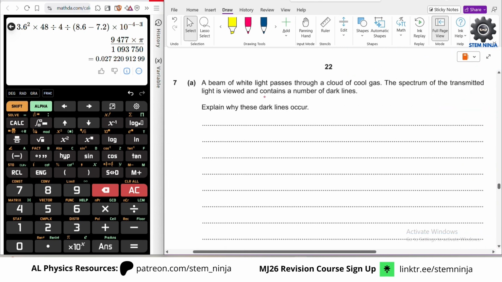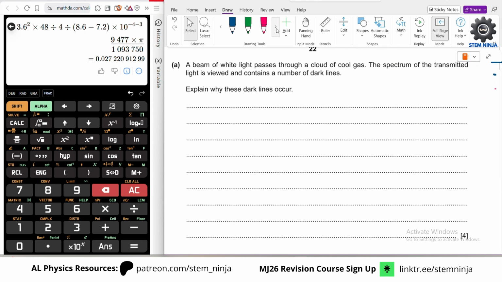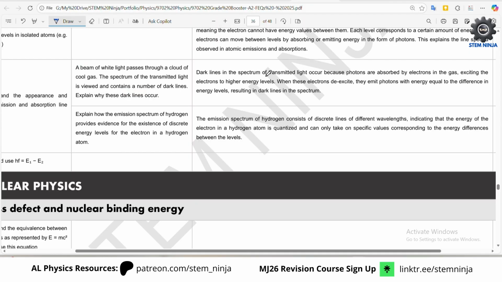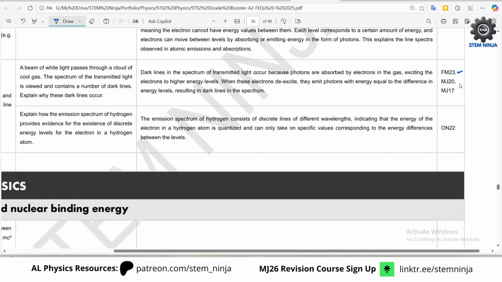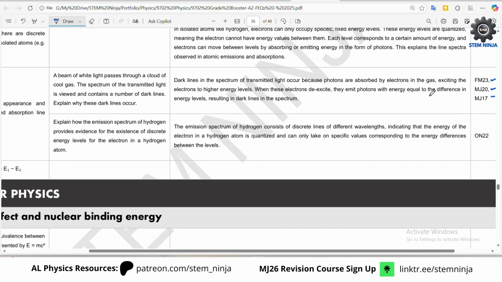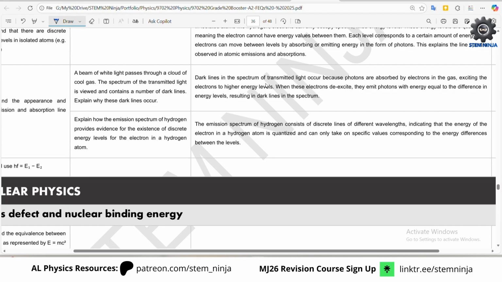Okay, so that's all that we have to write. And just to show you that we also have the similar thing in the grade booster pack also, so let us just show you quickly and then we will write it. As you can see, this is not just in February, March 2023, this is a question that comes up. So the dark lines in the spectrum of transmitted light occur because photons are absorbed by electrons in the gas, exciting the electrons to higher energy levels. When these electrons de-excite, they emit photons with energy equal to the difference in energy levels in random directions, resulting in dark lines in the spectrum. Okay, so that's what we just need to write.